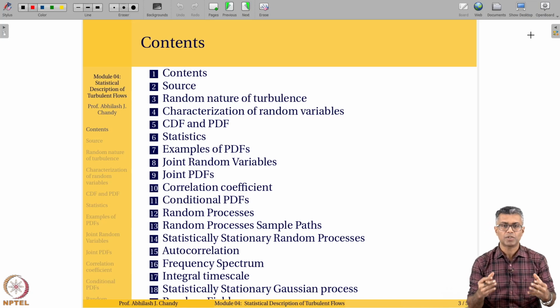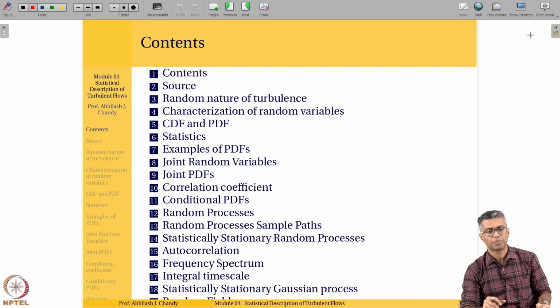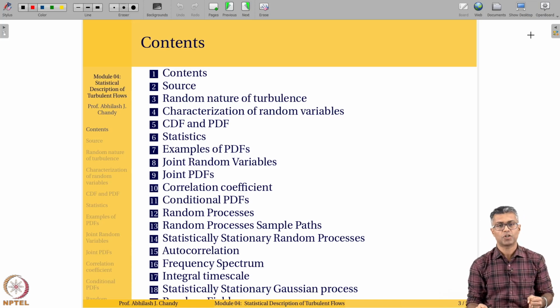And we will try to describe some random variables. We'll try to characterize random variables. All of this is because the fluid behavior is seemingly random to us. So can we characterize them by some random distributions? We'll look at that. So in the context of that, we will discuss cumulative distribution functions, probability distribution functions. We'll look at some statistics. We'll look at some examples of PDFs, joint random variables, joint PDFs.